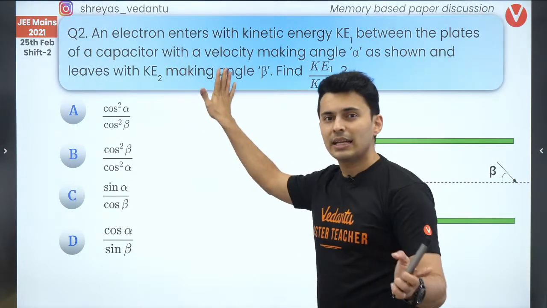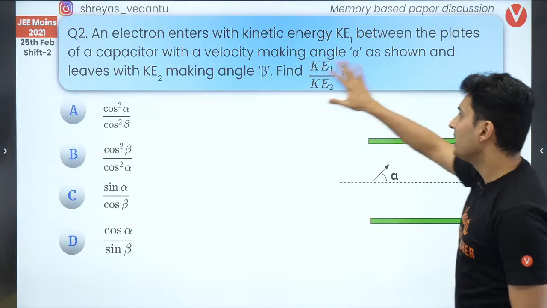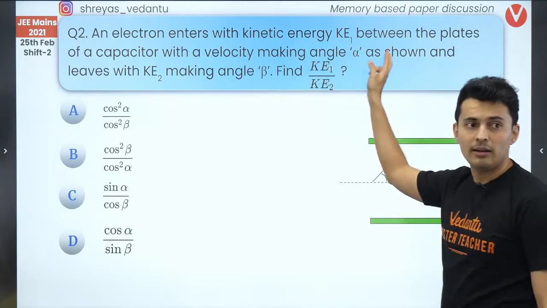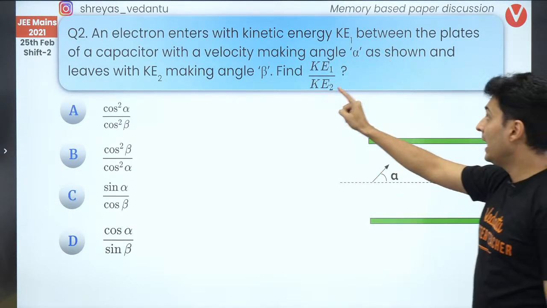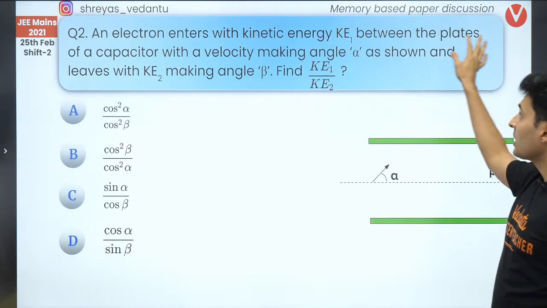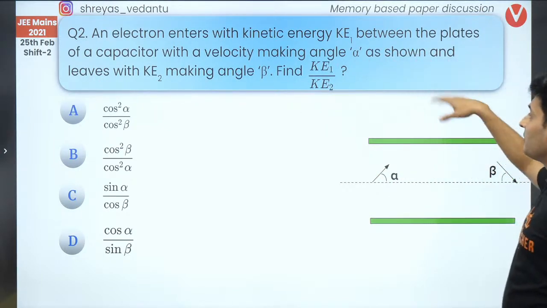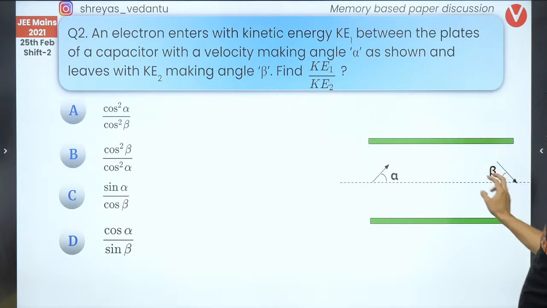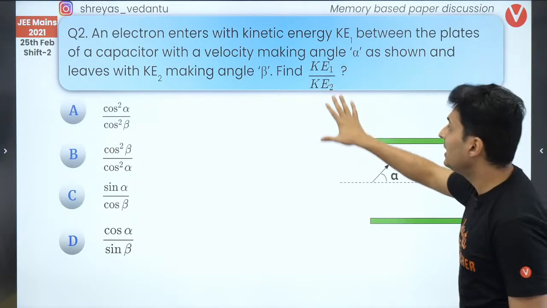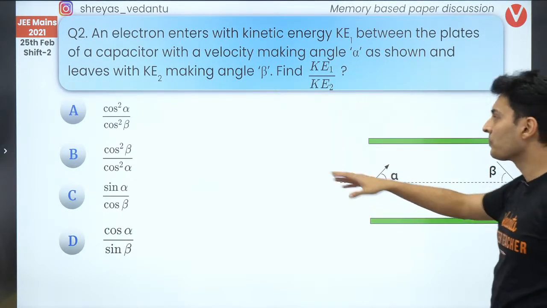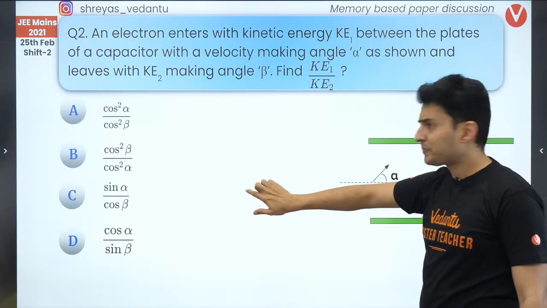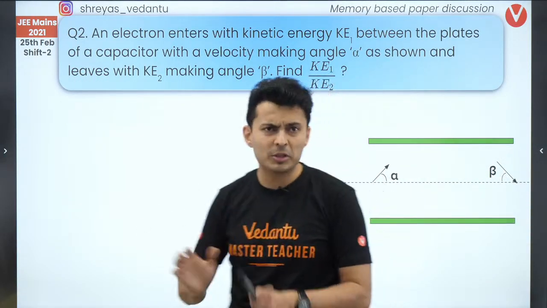Now, believe me, this is like projectile motion question only. There is an electron which enters at an alpha angle, and the kinetic energy is Ke1. Then it leaves with some other angle beta and the kinetic energy is Ke2. Find the ratio of Ke1 by Ke2. Let's not worry about these options. Forget about the options. Let's worry about the solution.